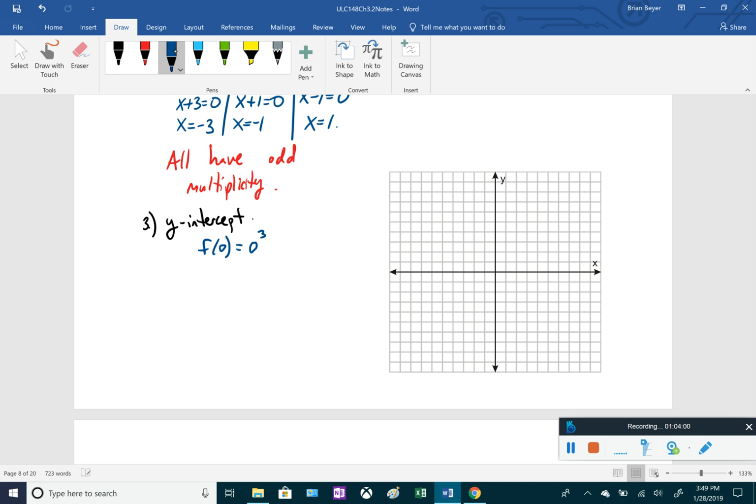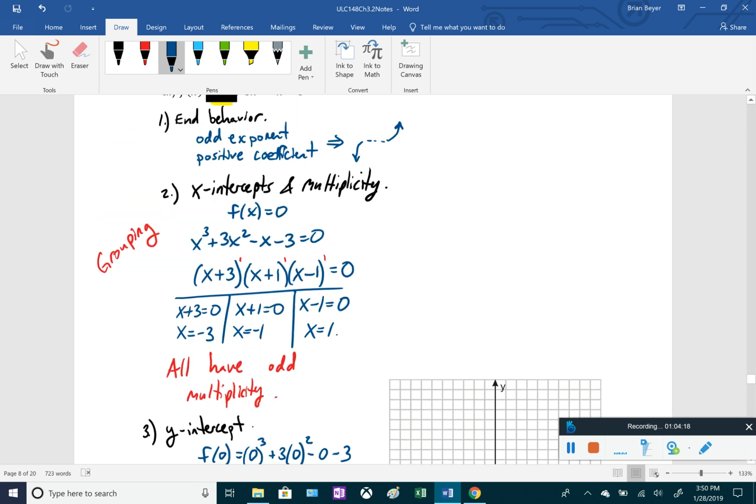So it's going to be 0 cubed plus 3 times 0 squared minus 0 minus 3. Everything is going to cancel, so it's just going to be left with that negative 3 at the end.